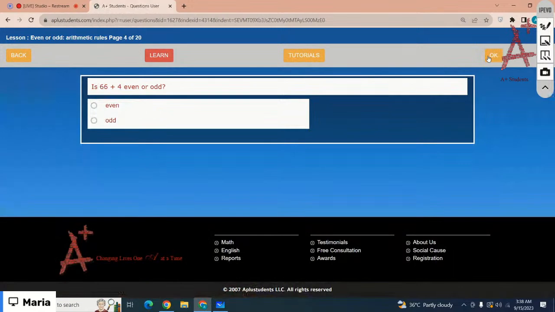Okay, 66 plus 4, even or odd. Which is the correct option? You are adding two even numbers. So their answer must be even.